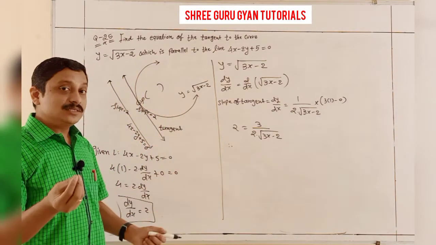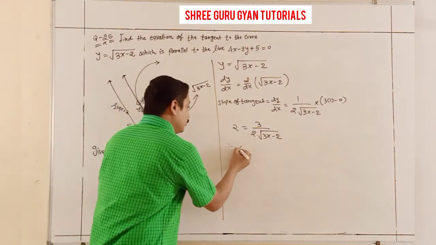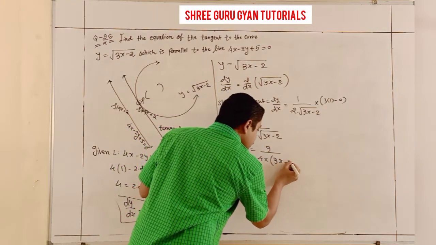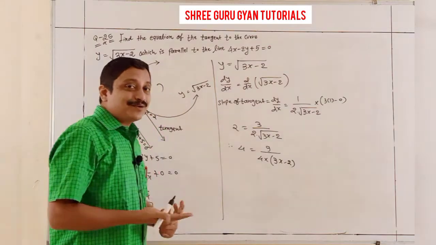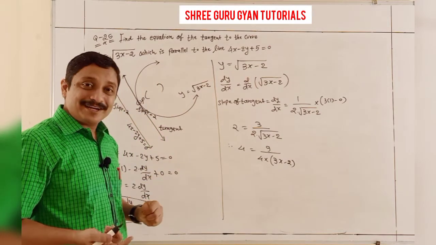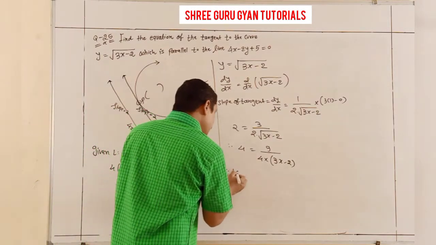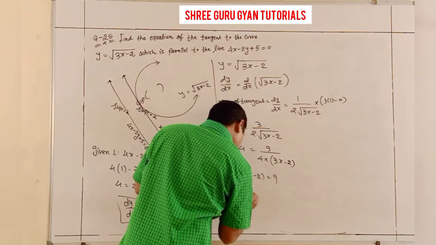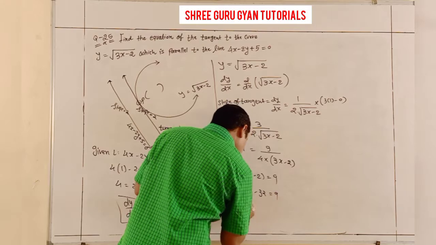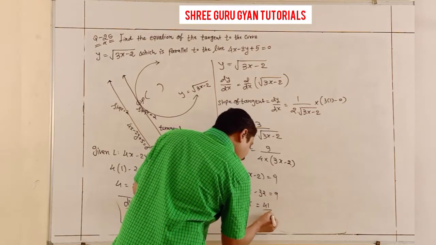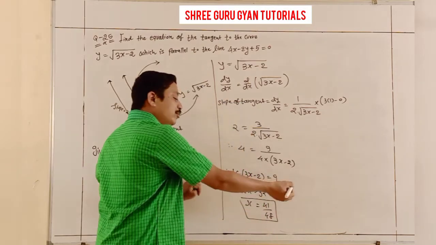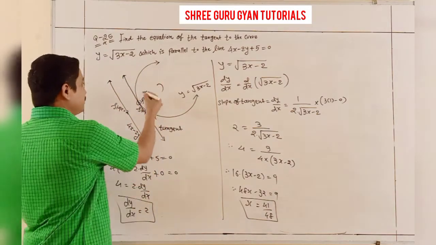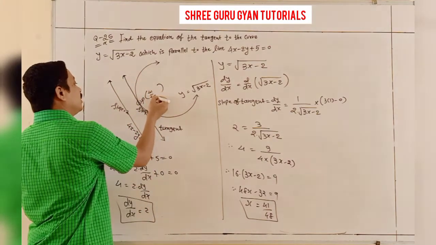Root is gone here. So here 4, 9, 4, here 3x minus 2. Now cross multiply. The leading operation multiplies your 4 by 4 is 16. 3x minus 2 is equal to 9, so 16 times 3 is 48. 32 plus 9, so x becomes 41 by 48. The x value derived is 41 by 48.